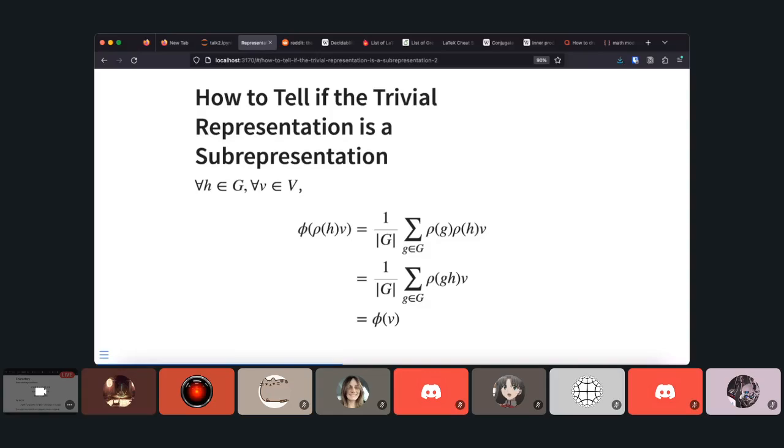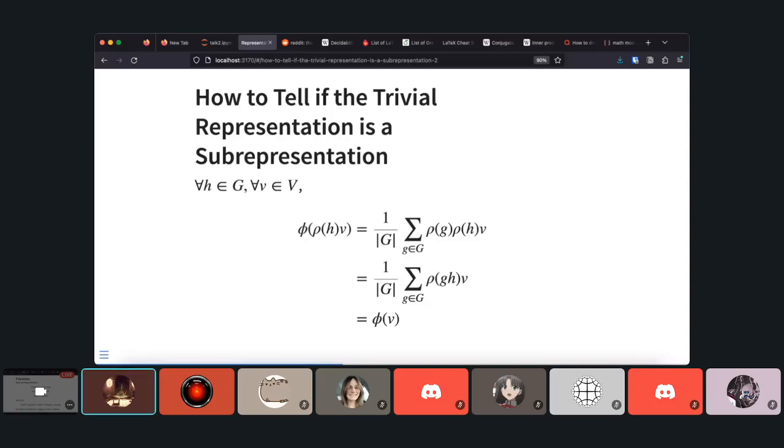Okay, so phi is a matrix, and you can think of it as phi acting on the left of rho of h of v, and that's why it's on the left. Then by linearity, you can bring rho of h in there. And because this is a representation, rho of g times rho of h, which is matrix multiplication, is the same as rho of gh.